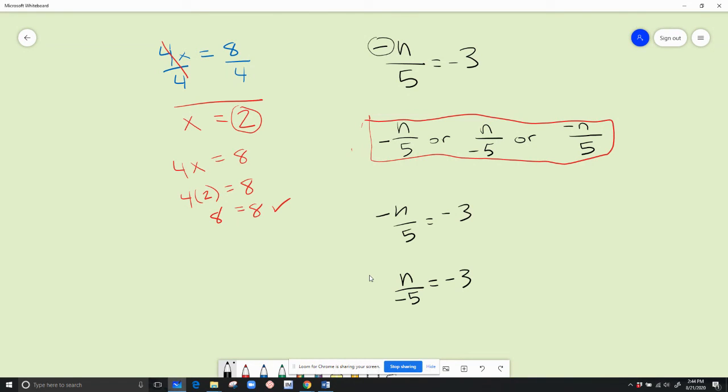So n divided by negative 5, how do you think we're going to get rid of that negative 5? We're going to multiply both sides by negative 5. All right, and then this cancels. That was the whole point. Dividing and multiplying cross each other out, and we get n by itself. And negative 5 times negative 3 is positive 15. Good.